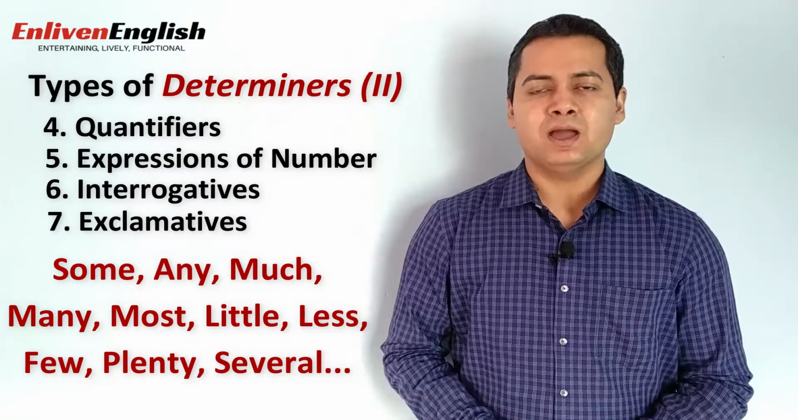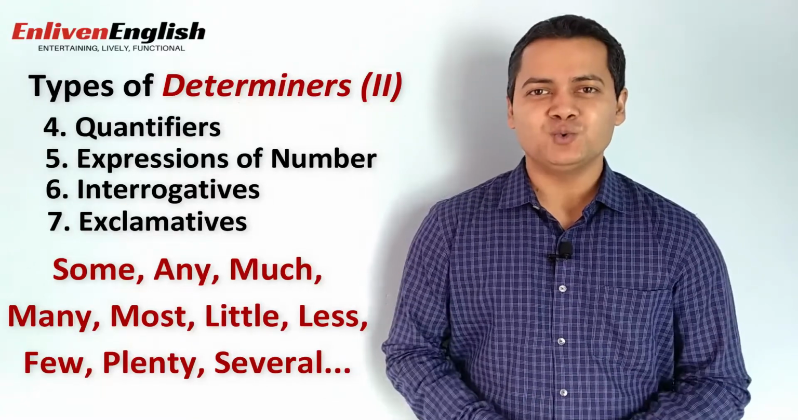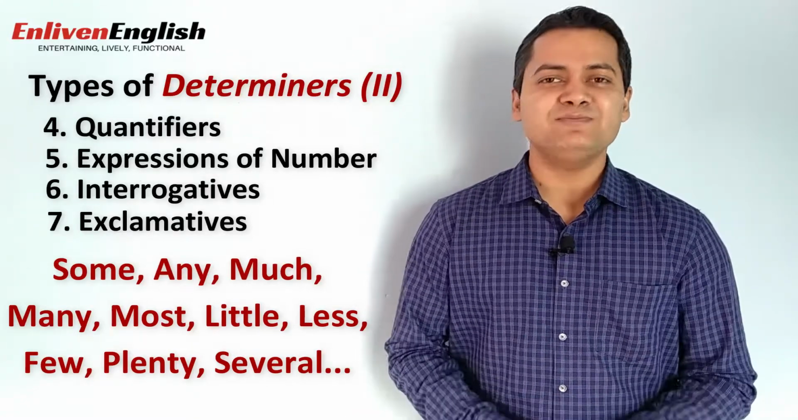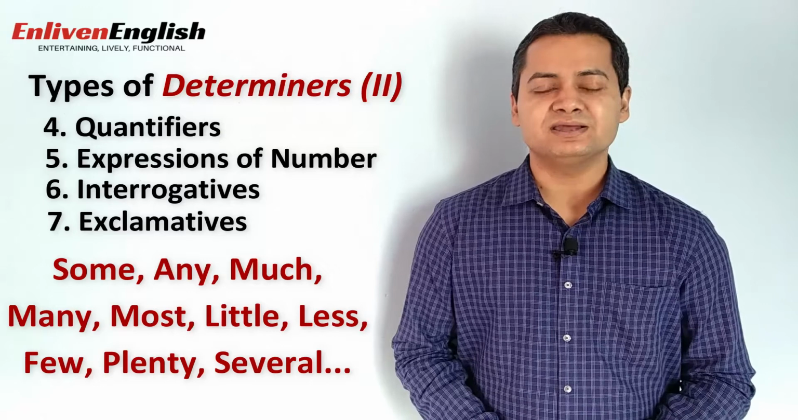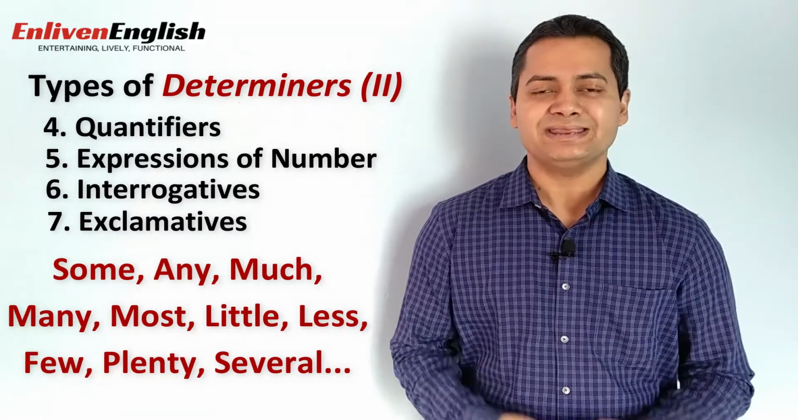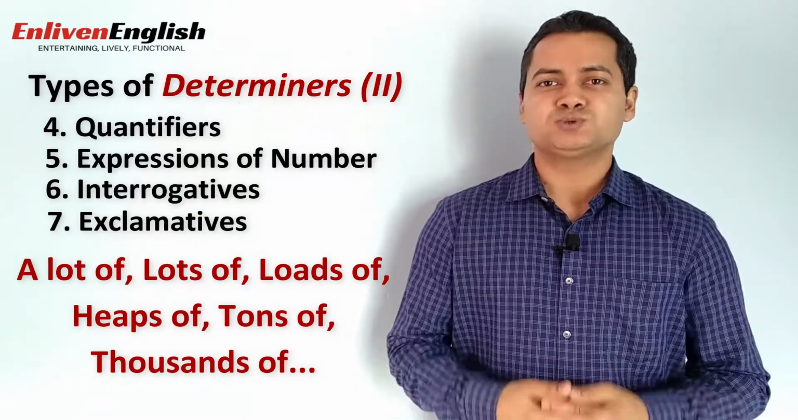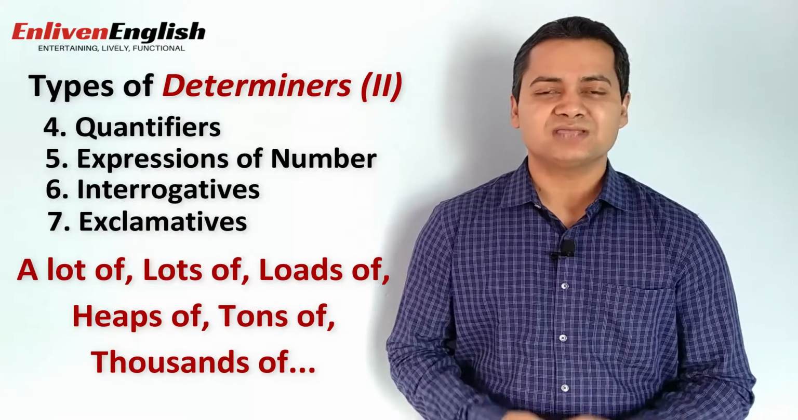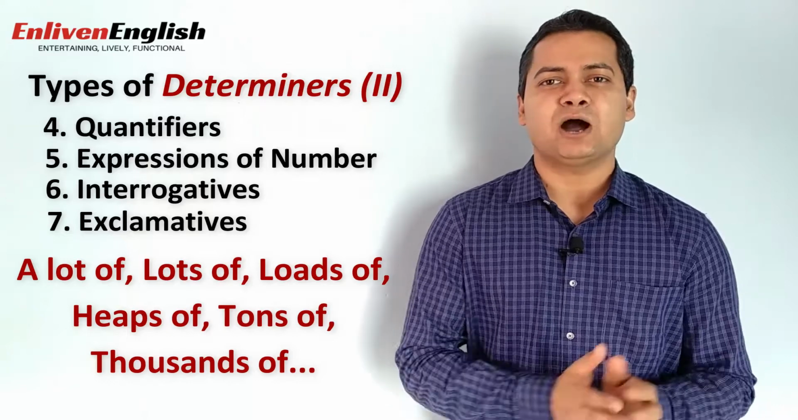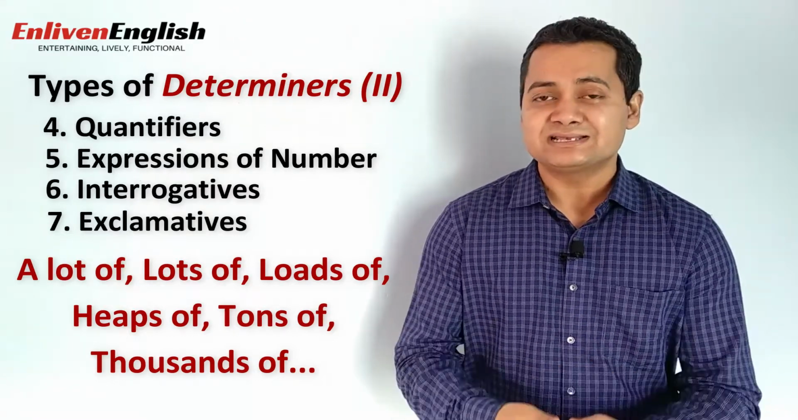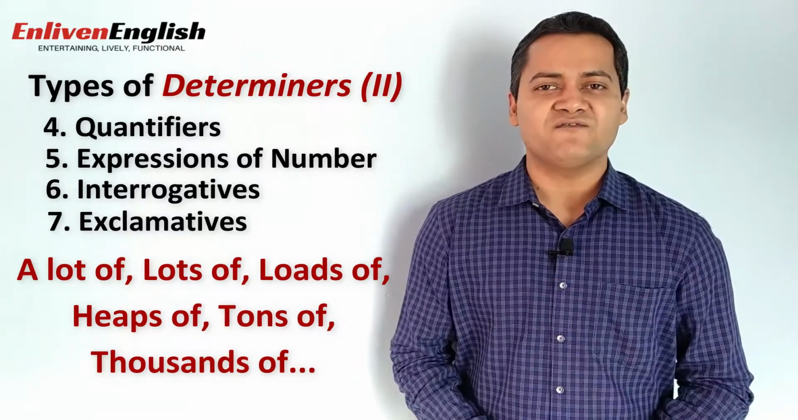Some, any, much, many, most, little, less, few, plenty, several, and many more. The words on your screen feature quite regularly whenever we communicate. There are some colloquial forms also that are an integral part of a language, such as a lot of, lots of, loads of, heaps of, tons of, thousands of, and so on. Do you know how these words and phrases are used with countable and uncountable nouns? In this lesson, we'll find the answer to this question and learn about 4 more categories of determiners.